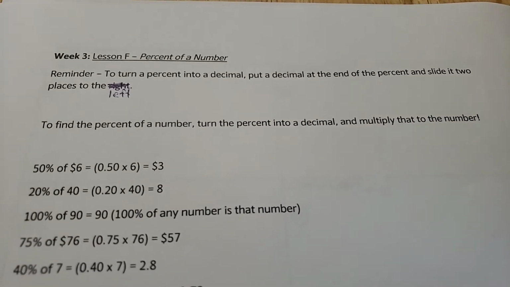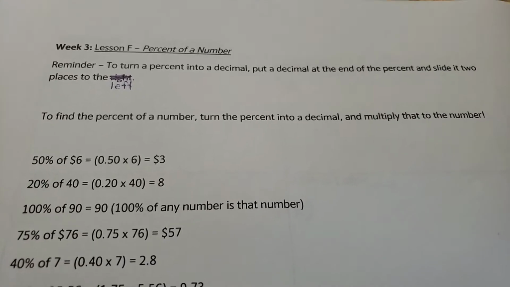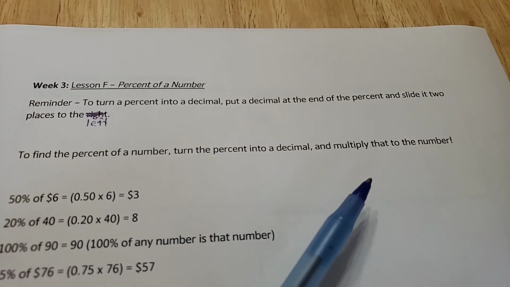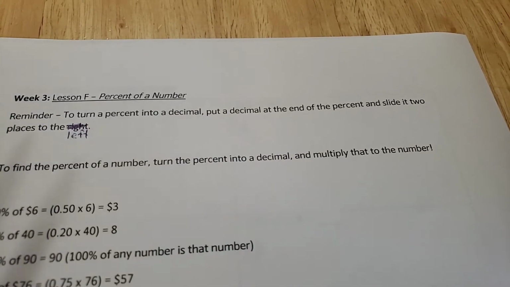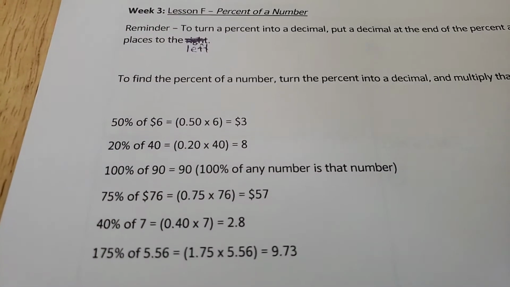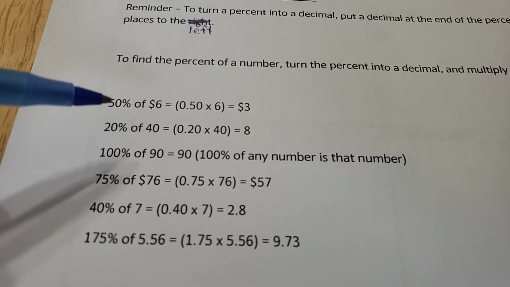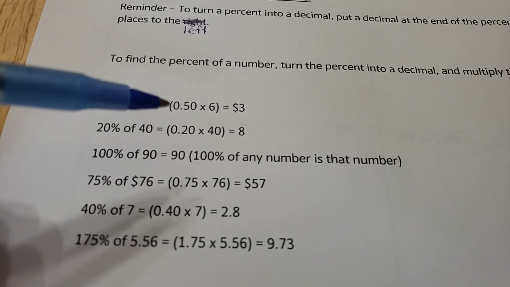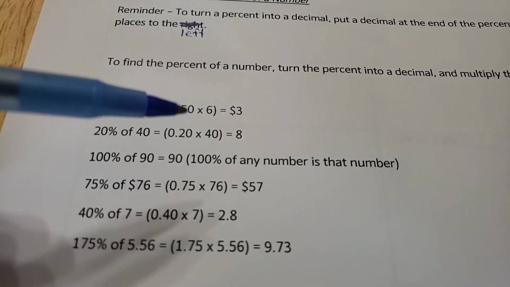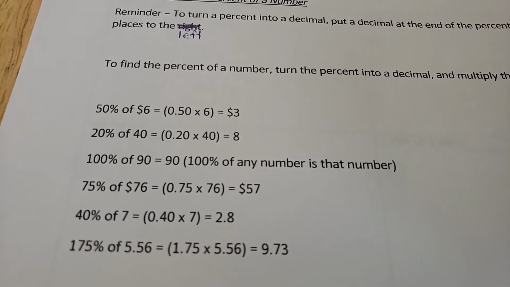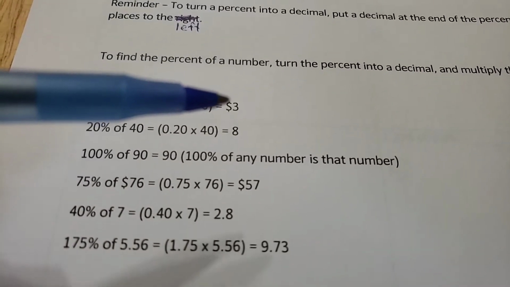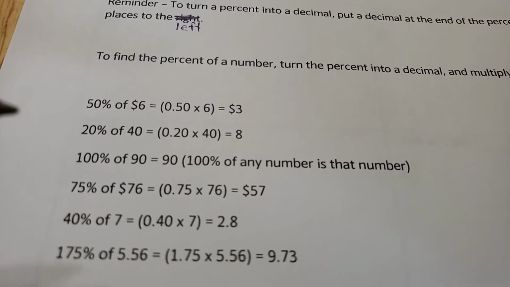To find the percent of a number, all you have to do is turn the percent into a decimal number and then multiply that to the number. That's it. So say, for example, if you wanted to find 50% of $6, make your 50% a decimal number, 0.50, and then just times the $6 and you get $3. And remember, 50% is half of something, so half of 6 is 3, so our answer does make sense.